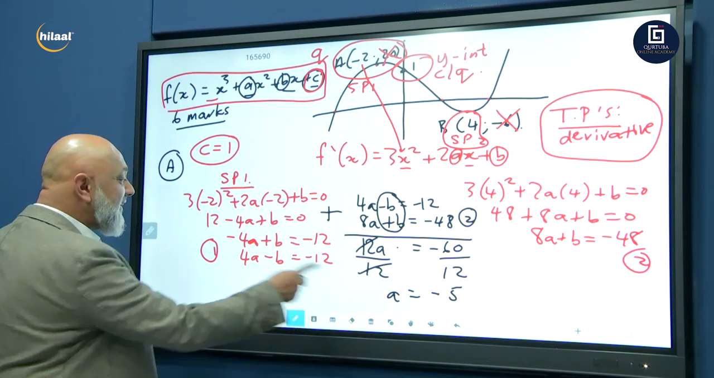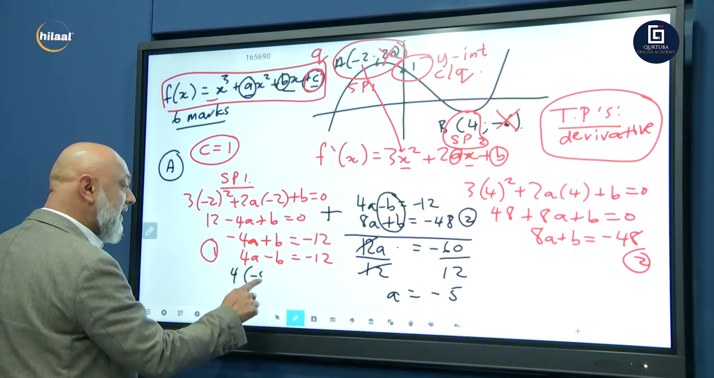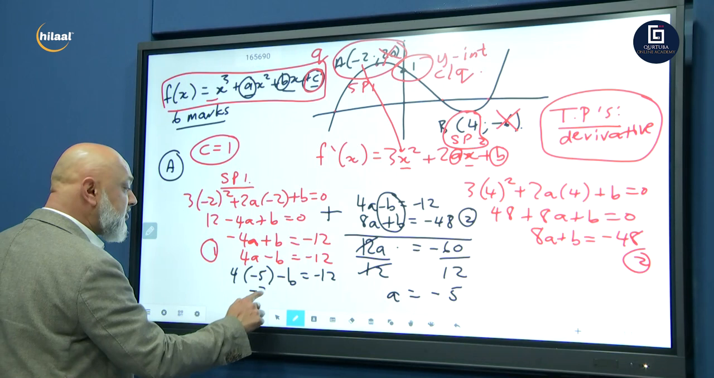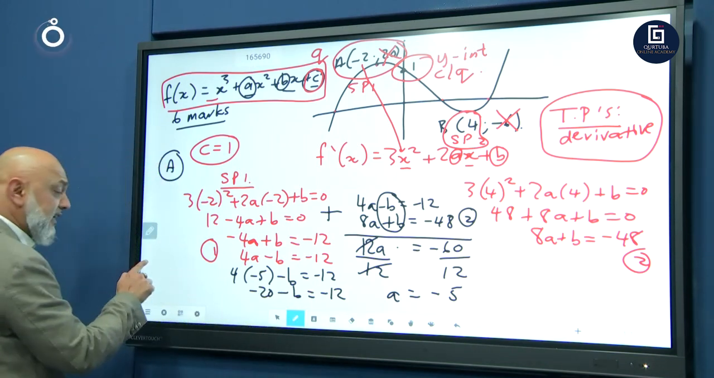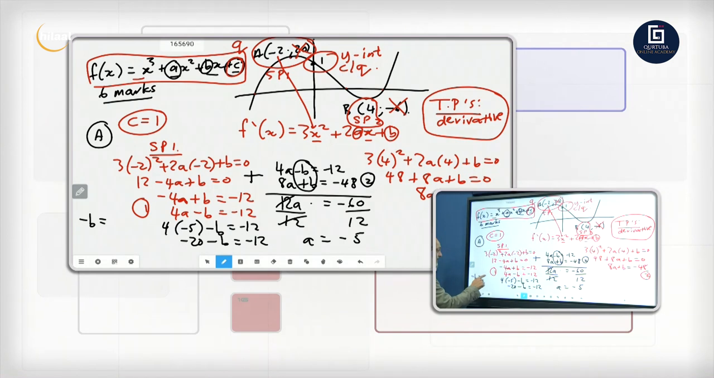Right, let's now take this and put it back into here. 4a, we got a, so 4 times minus 5 minus b equals minus 12. So minus 20 minus b equals minus 12. Minus b will equal minus 12 plus 20, which is 8. So b, divide by minus 1, divide by minus 1. b is equal to minus 8.